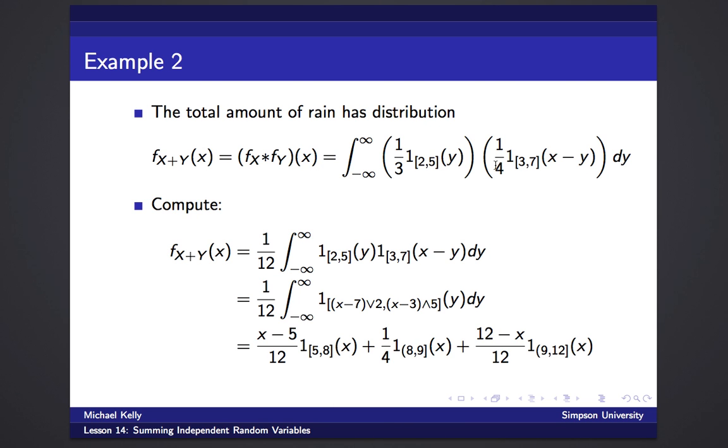So we could take the 1/3 and the 1/4 and bring that out into the front, and that gives us a 12th. And then we have the indicator from 2 to 5 and the indicator from 3 to 7. And I have to be a little careful here. I told you earlier that whenever you multiply two indicators, you just intersect the two sets. But that's because they had the same input. Now we're intersecting the indicator of y and the indicator of x minus y. So before we can intersect the sets, you also have to make a substitution, so that this is just a y also. And whenever you make that substitution, you'll get the interval from x minus 7 to the maximum between x minus 7 and 2, and the minimum between x minus 3 and 5.